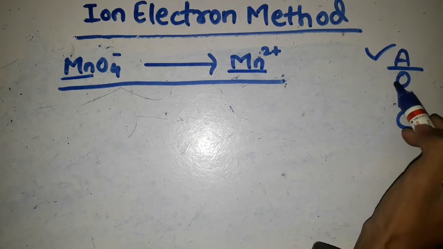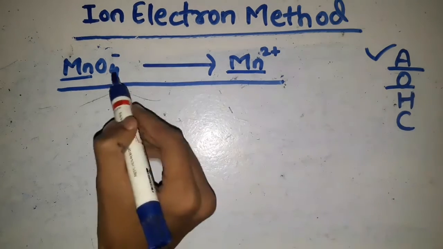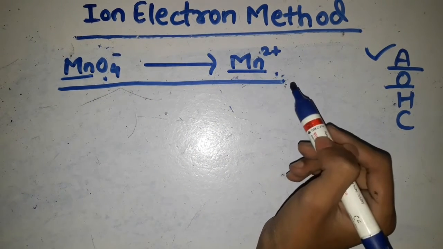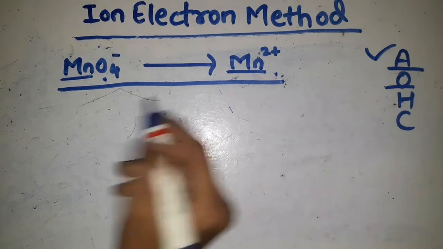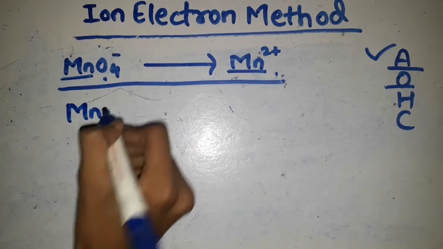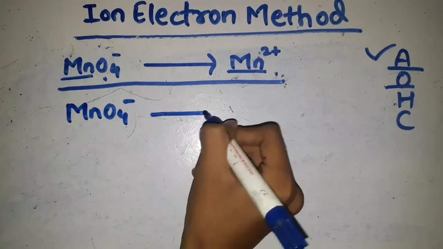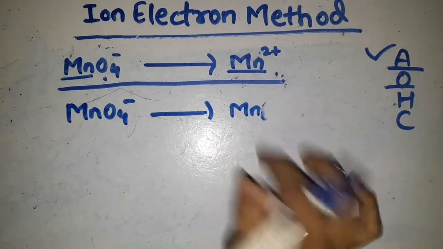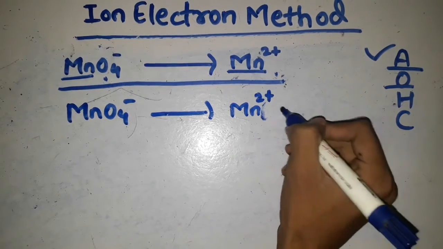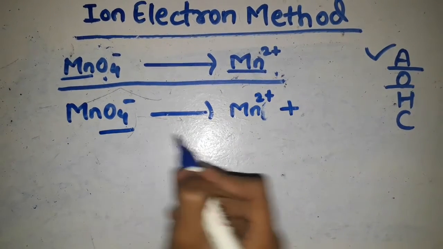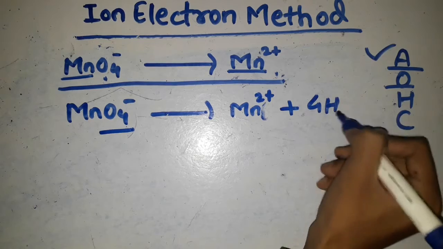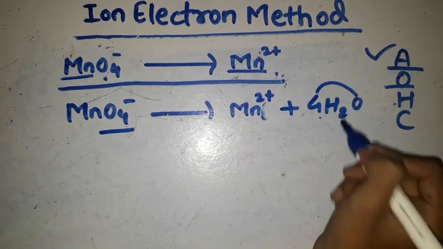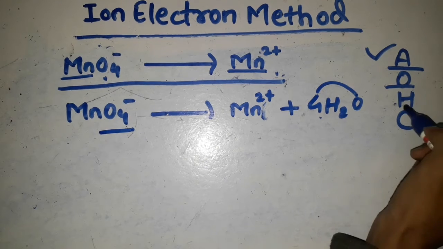Now we will see oxygen. Here oxygen is 4, but here there is no oxygen. So we will balance the oxygen by adding H2O molecules. Here MnO4 minus becomes Mn2 plus, and here are 4 oxygen, so we will add 4 H2O molecules, which gives us 4 oxygen and 8 hydrogen. Now we will balance hydrogen.